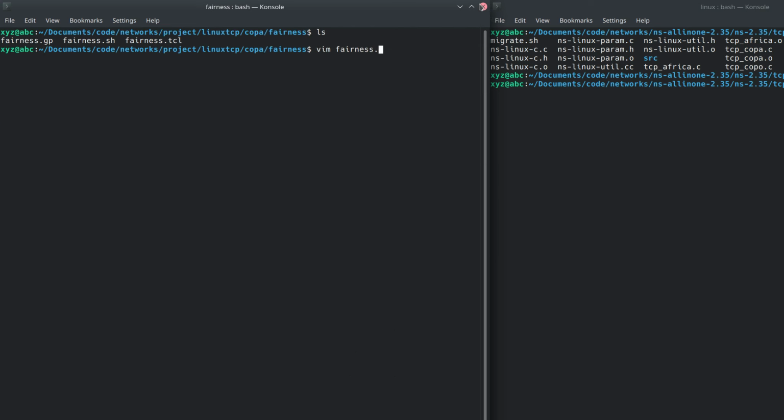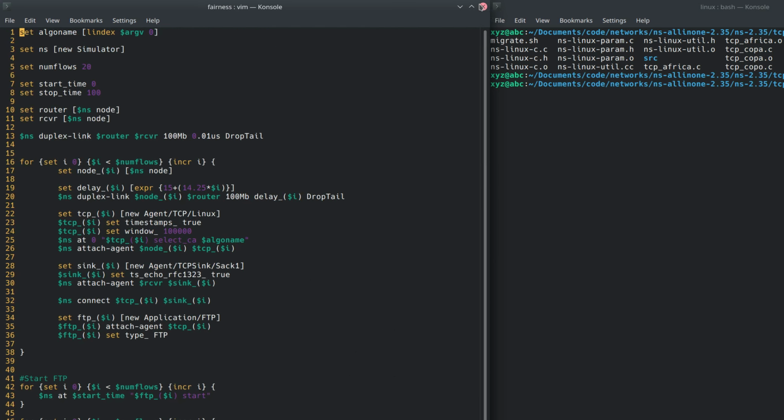Let's take a look at the NS2 script. In this case, it's similar to the previous one. The difference is that now we're going to have 20 sending hosts. In the previous one we only had 10, now we have 20. The 20 hosts are connected to a router, and the router is connected to a receiving host.